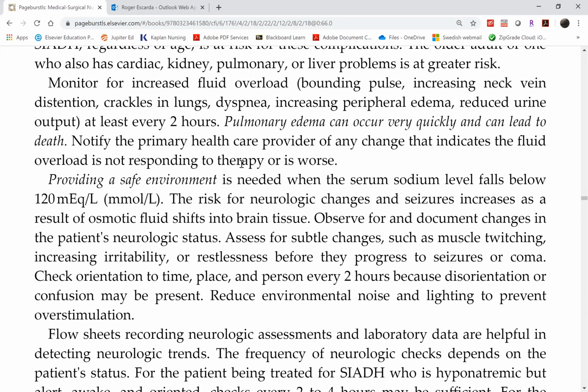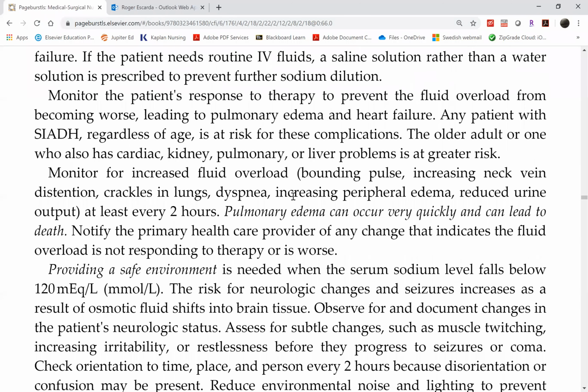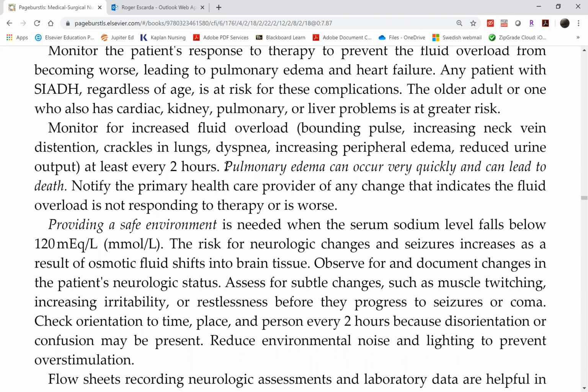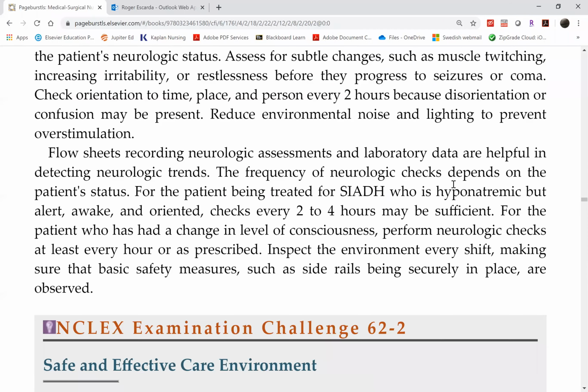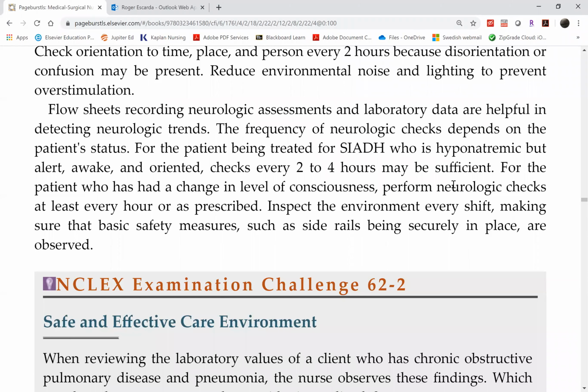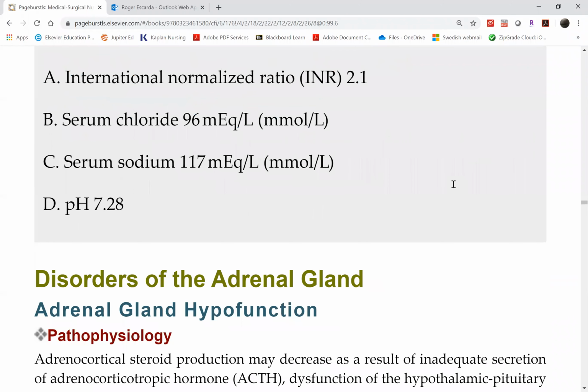I already mentioned heart failure could result in this condition. So that would be left-sided heart failure manifested by pulmonary edema. And that's it. Questions?